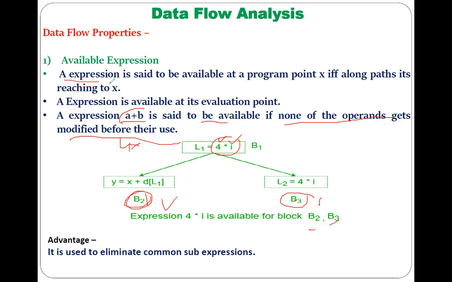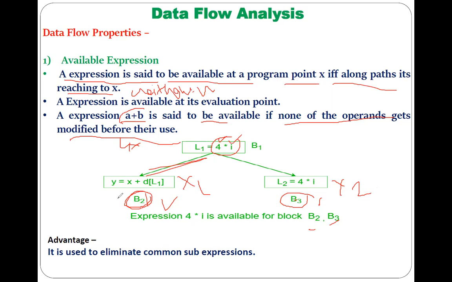Same thing I have mentioned: an expression is said to be available at the program point X. You can call this program point X1 or this program point X2. An expression is said to be available at the program point X1 or X2 if and only if along this path, it is reaching X without modifying.